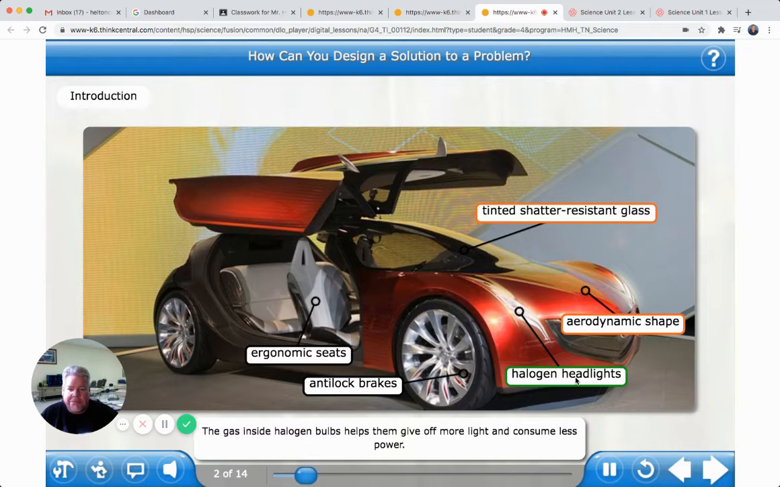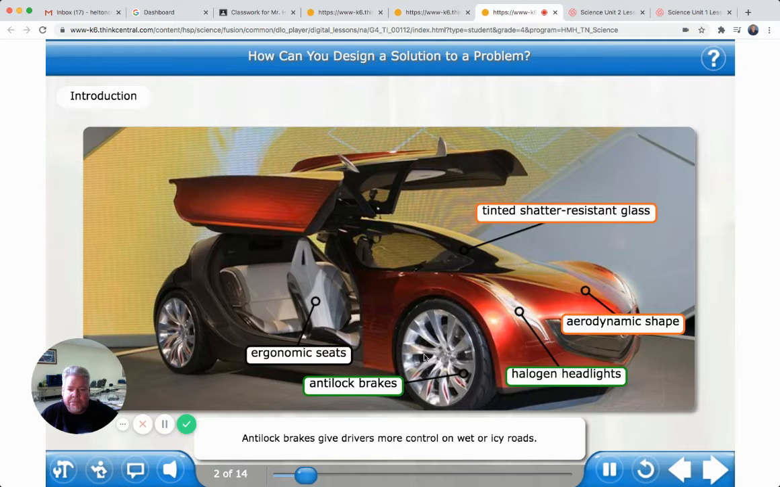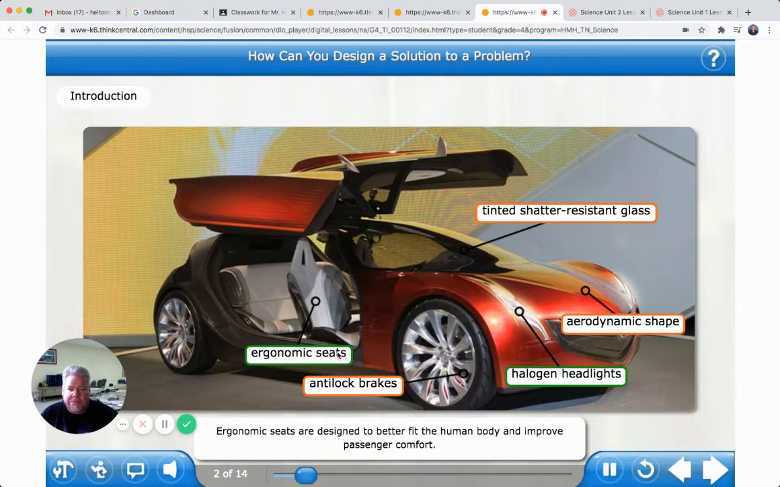The gas inside halogen bulbs helps them give off more light and consume less power. Anti-lock brakes give drivers more control on wet or icy roads. Ergonomic seats are designed to better fit the human body and improve passenger comfort. All right, tell me where I can get that car. That's cool.